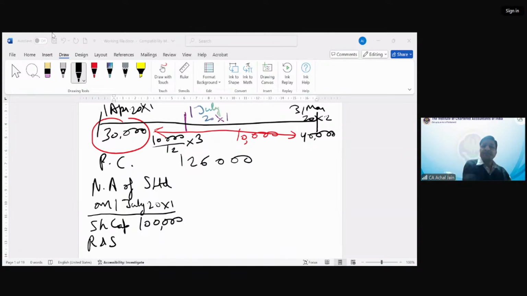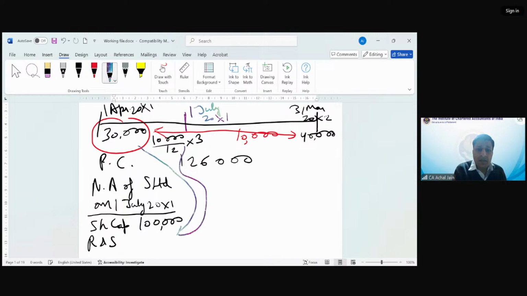32,500. So if you pick this and if you pick this, you get 32,000. Or let me just change this up. So you'll get 32,500. Now, for these two, a proportionate amount needs to be picked up.